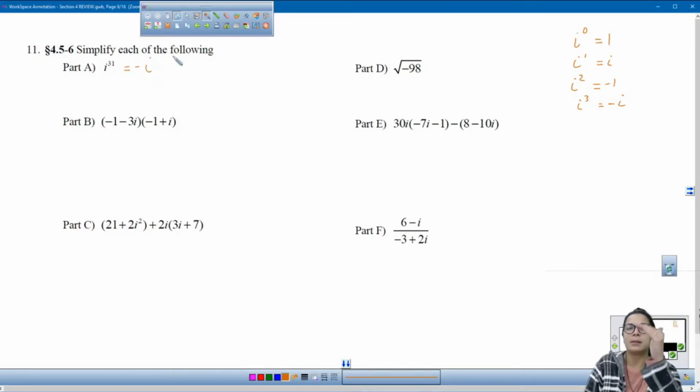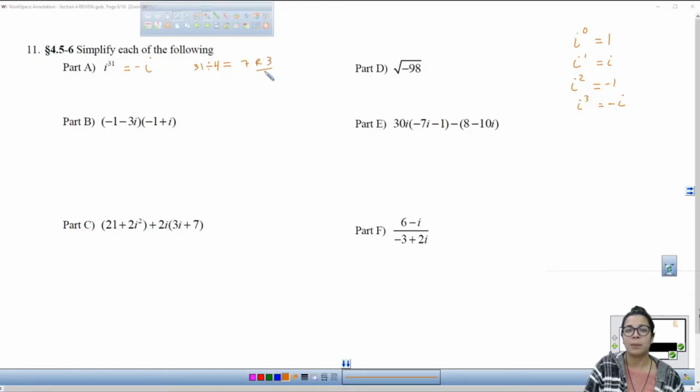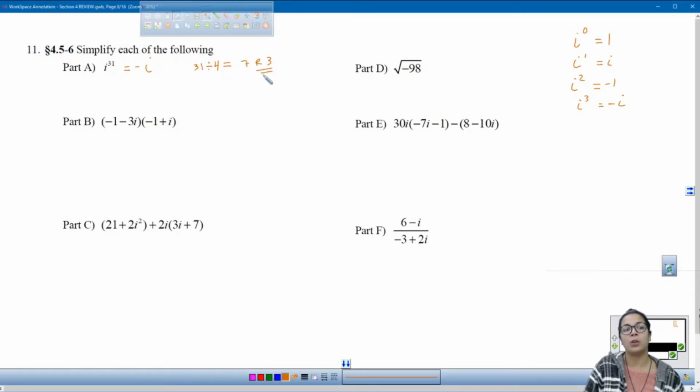But that is silly to go through, and you could actually accidentally make a silly mistake. So what we covered in class is just divide by 4, right, and look at the remainder. 4 goes into 31 7 whole times, and you get 3 as a remainder. So the remainder is where you left off, and so i to the power 31 is equivalent to i to the power 3, which is equivalent to -i.